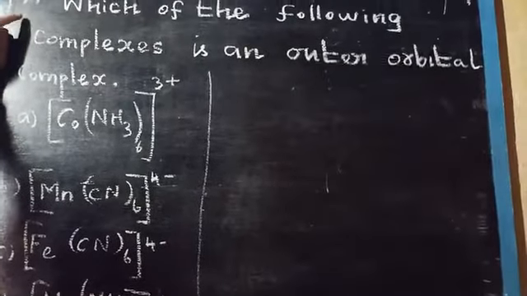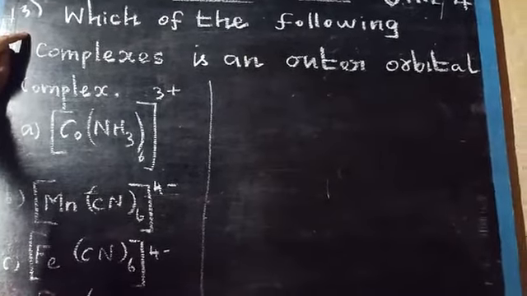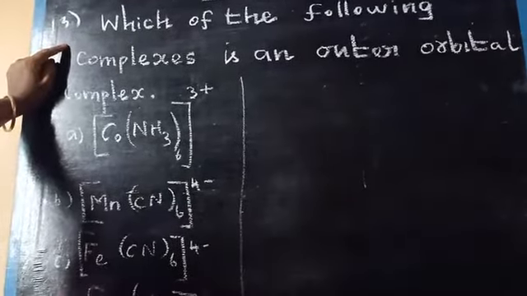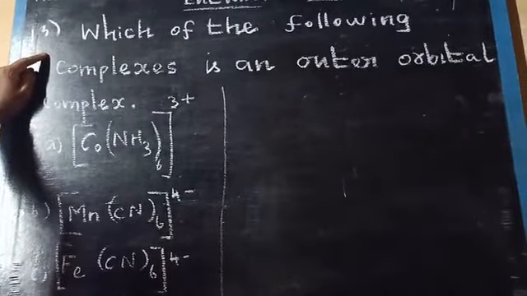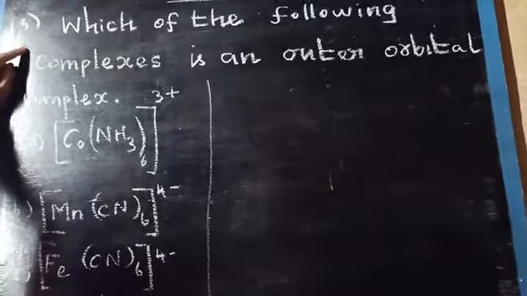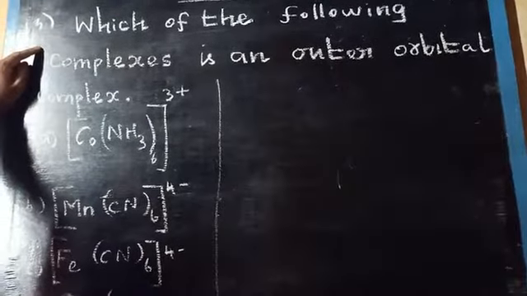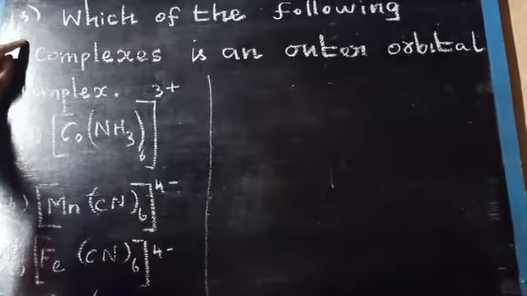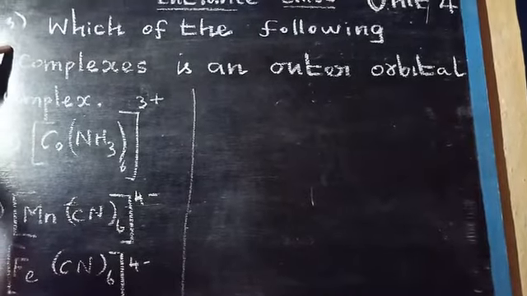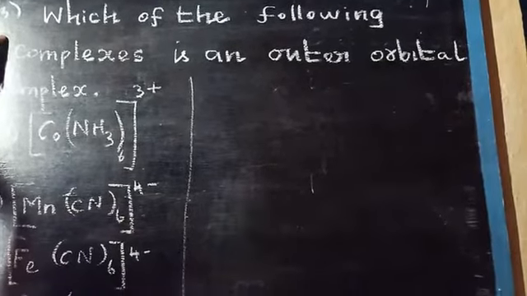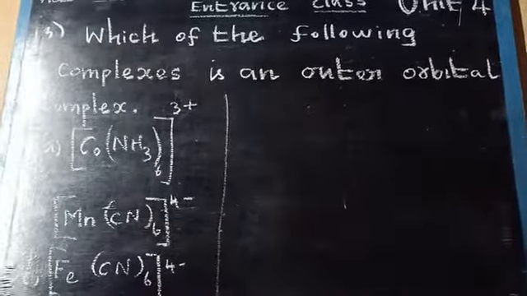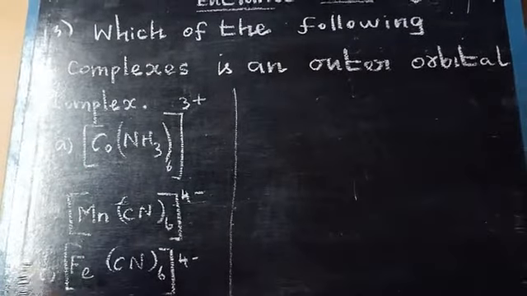Next question: which of the following complexes is an outer orbital complex? Okay, what is meant by outer orbital complexes? If the electrons enter within the d orbitals, it is known as inner orbital. If the d orbital is completely filled, and it starts from the s orbital or p orbital, that is denoted as outer orbital. Okay children, so now first we find out the oxidation state, one by one.